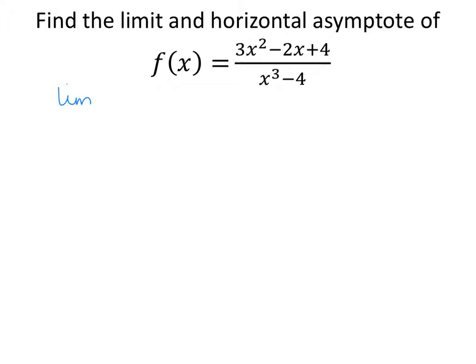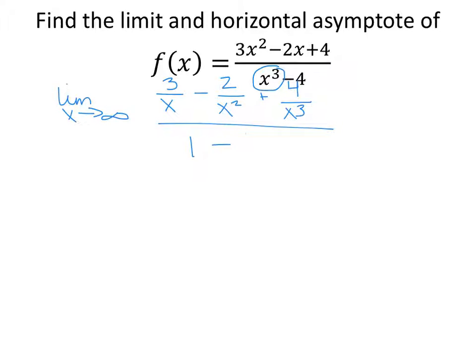So I have the limit as x approaches infinity. Again, I'm dividing everything by the highest exponent. So this is going to become 3 over x minus 2 over x squared plus 4 over x cubed, all over 1 minus 4 over x cubed. I'm just dividing, and sometimes you do that in your head, that's okay.